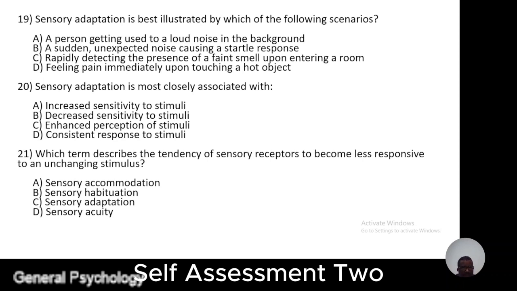Question number 20. Sensory adaptation is most closely associated with: A, increased sensitivity to the stimuli. B, decreased sensitivity to the stimuli. C, enhanced perception of the stimuli. D, constant response to the stimuli. Question 21. Which term describes the tendency of sensory receptors to become less responsive to unchanging stimulus? A, sensory accommodation. B, sensory habituation. C, sensory adaptation. And the last one, D, sensory acuity.